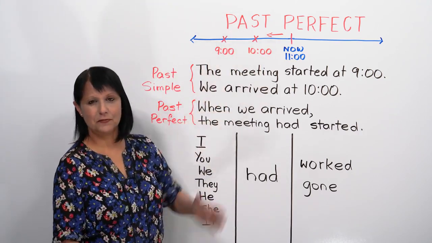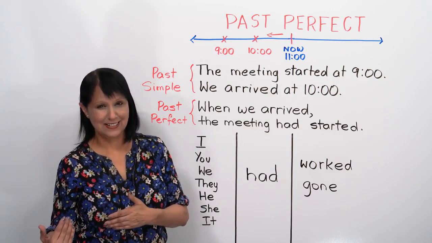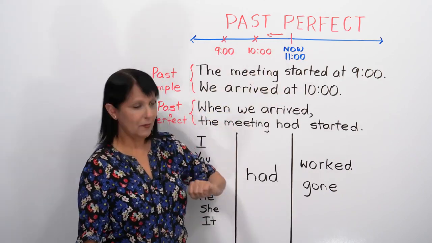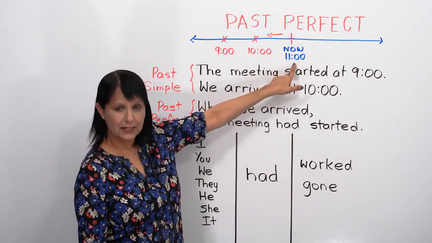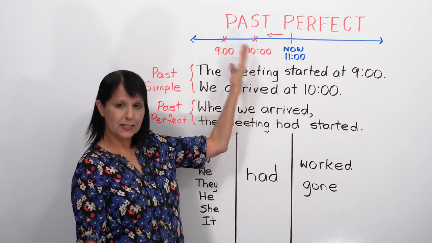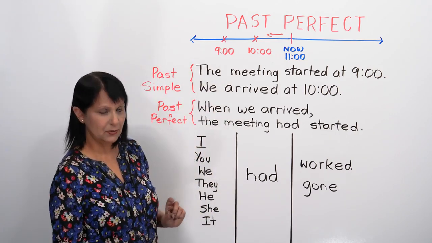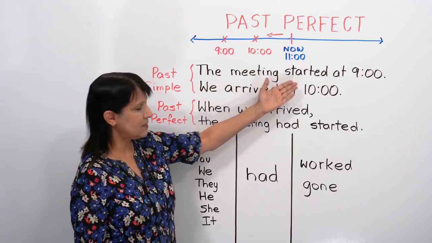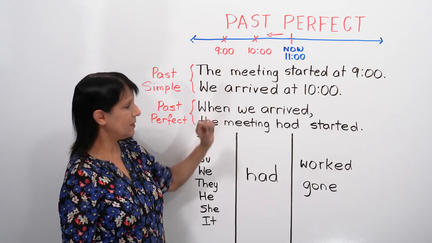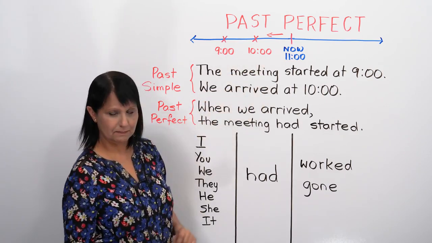So, the past perfect tense is sometimes called the past of the past. Let me explain why. So, let's look at this timeline. All right? So, this is now, and let's say it's 11 o'clock. So, everything before that is in the past. So, if we look at these sentences, we could say, the meeting started at 9. Okay, this is one sentence right now. Here's another sentence. We arrived at 10.